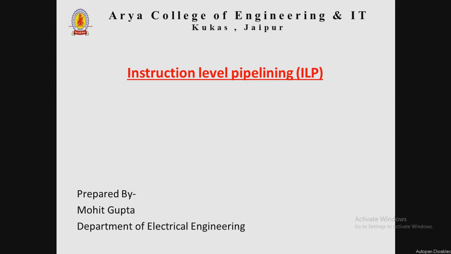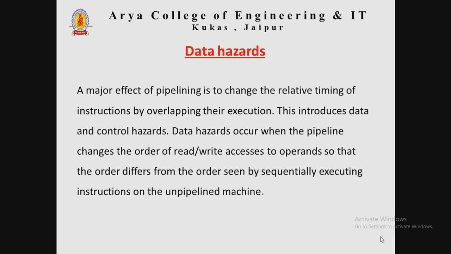We are going to continue the remaining part of instruction level pipelining, and the other important topic is known as data hazards. Before studying data hazards, we have already studied instruction pipelining, non-pipelined execution, and the calculation of various parameters like speed up, throughput, efficiency, clock cycle, frequency, etc. So now we are going to study the data hazards.